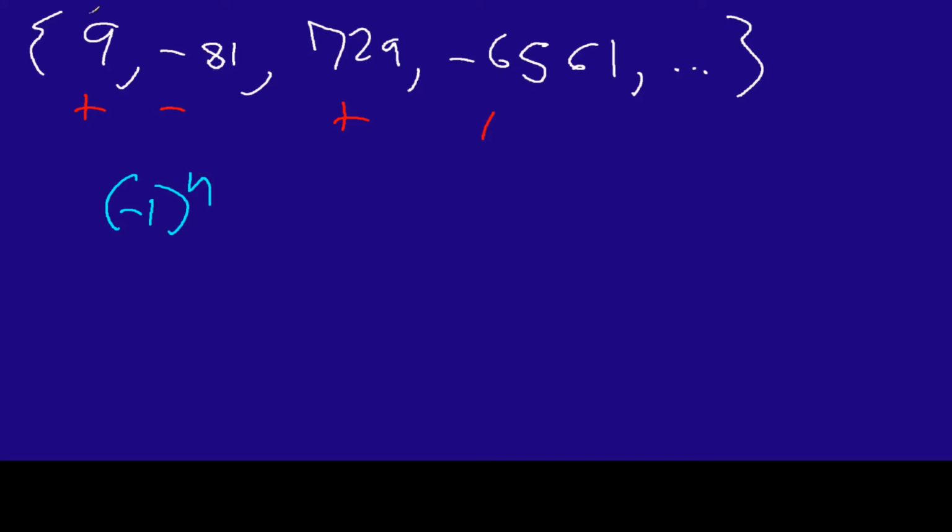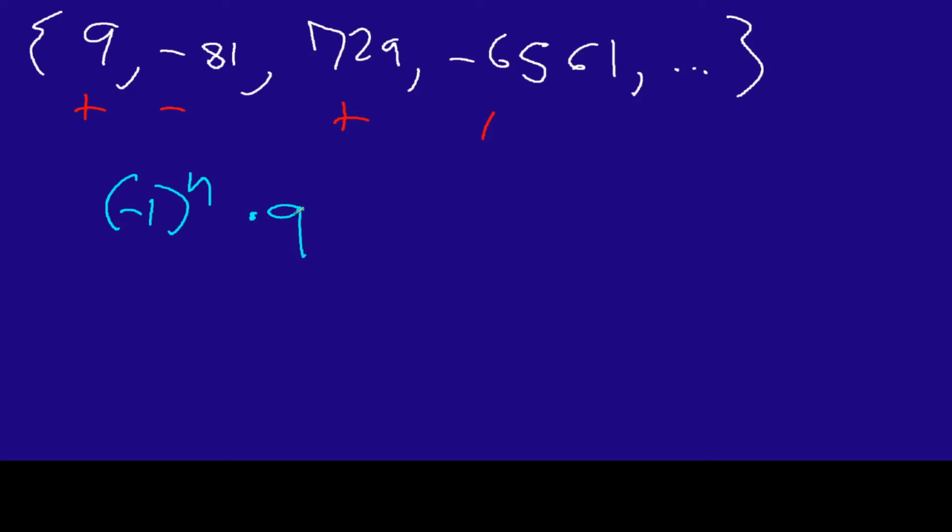Now, something else that I noticed is that these are all multiples of 9. So 9 times 9 is 81. 81 times 9 is 729. 729 times 9 is negative 6,561. So I just know that I'm going to have something times 9 here. I need to figure that out.